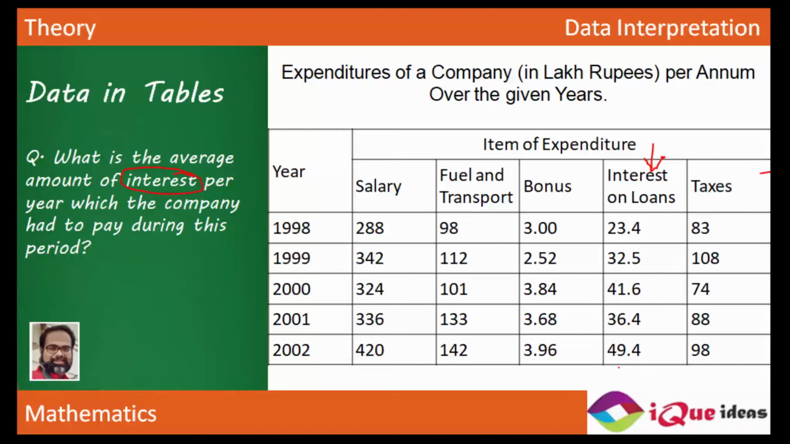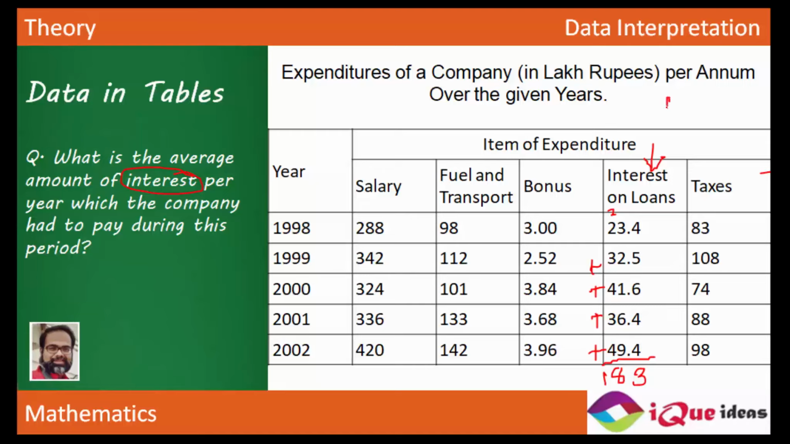Now, we know that the average of any set of data is the sum of that data divided by the number of data points. So here we have the data for 5 years. So first let us add the data for these 5 years. So the total interest would be 4 plus 5, 9, plus 6, 15, plus 4, 19, plus 4, 23. That is 3 to carry forward. 2 plus 2, 4, 7, 8, 9, 10, 11, 12, 13, 14, 15, 16, 17, 18, 183.